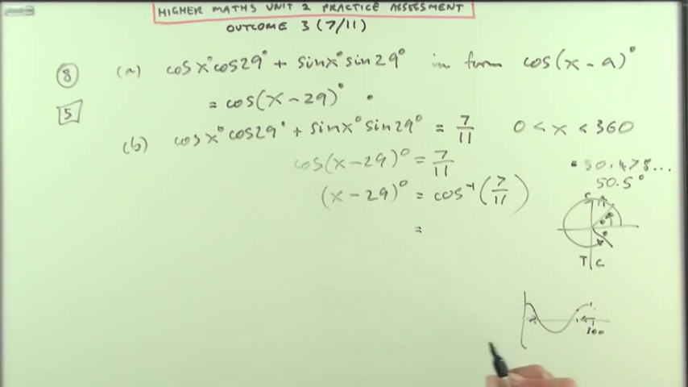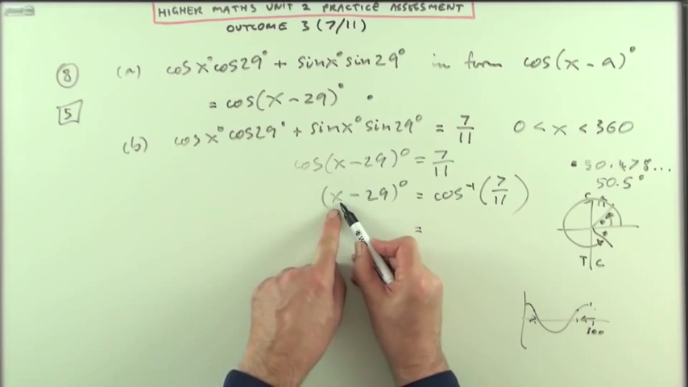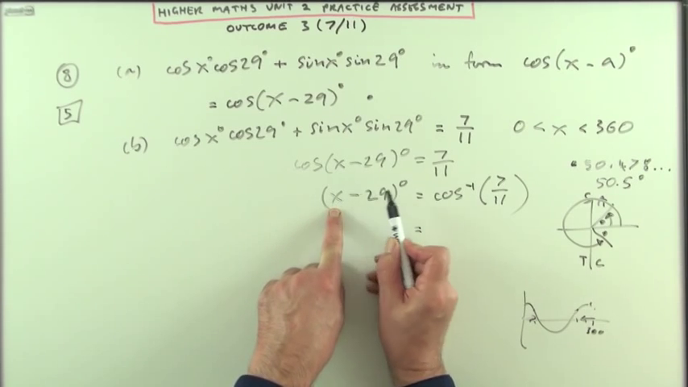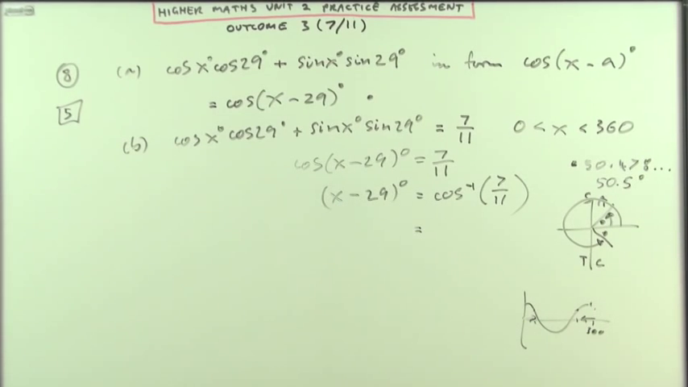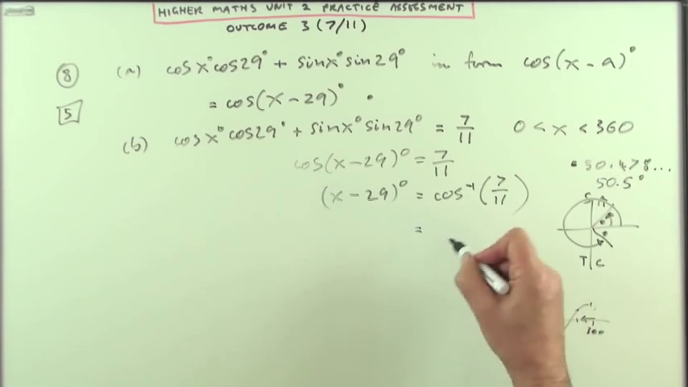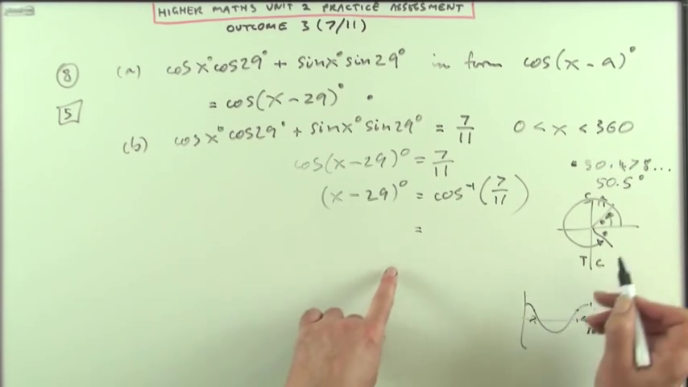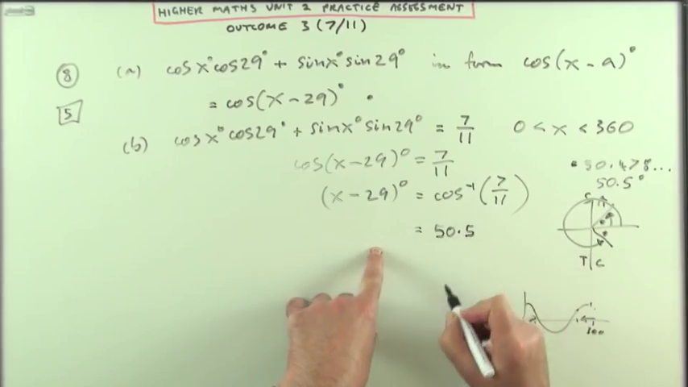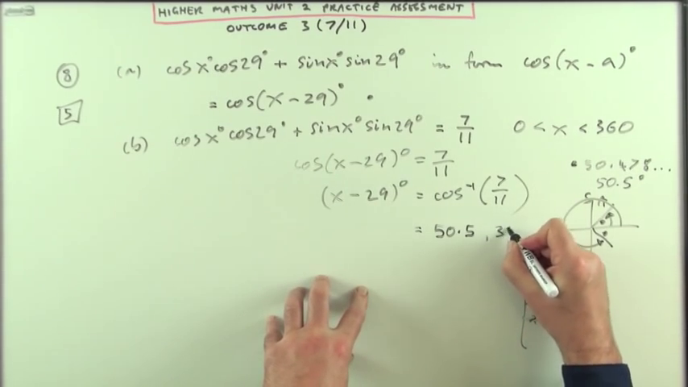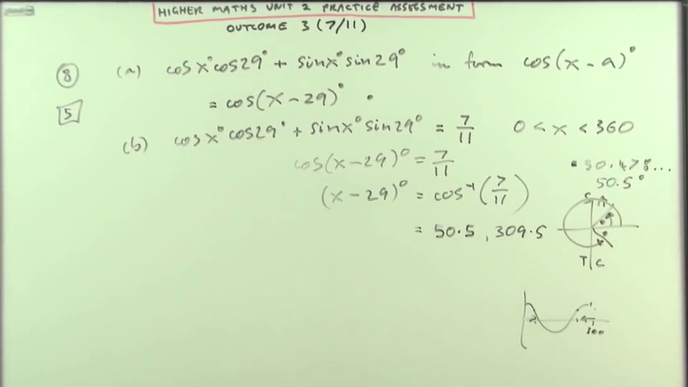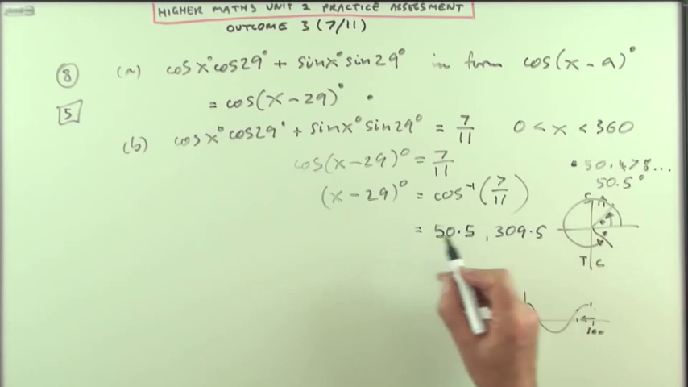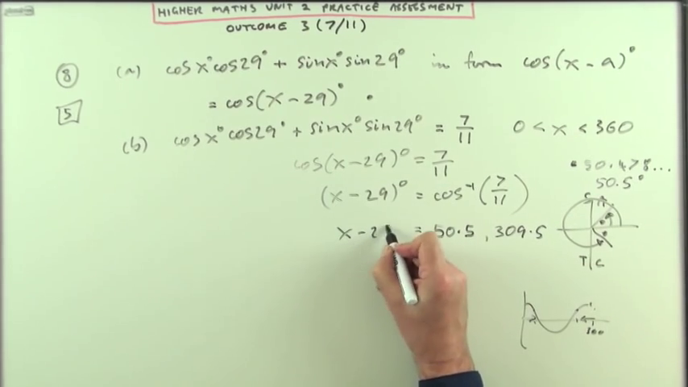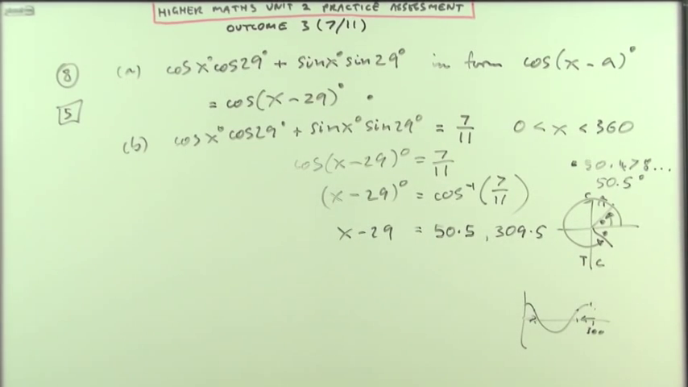I've got, but here's where you have to be careful. The x is just a number because I've got the degree sign already. You won't lose any marks if you mess this up, because quite often you just ignore that fact and keep putting in degrees. Which means x minus 29 is going to be 50.5 or 309.5. Now, I'm not putting the degree signs in here, because next line I'm just going to write x minus 29, which is the degree part of it.